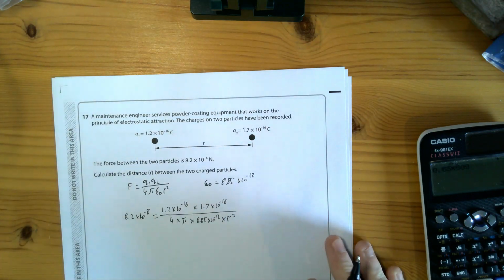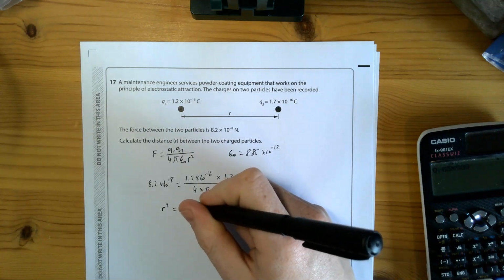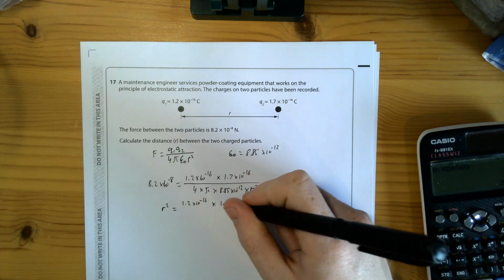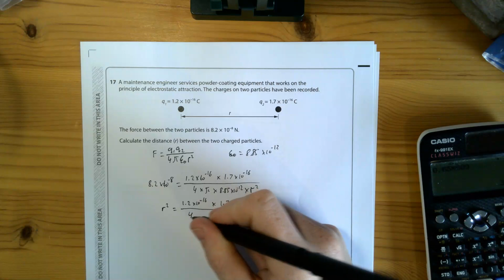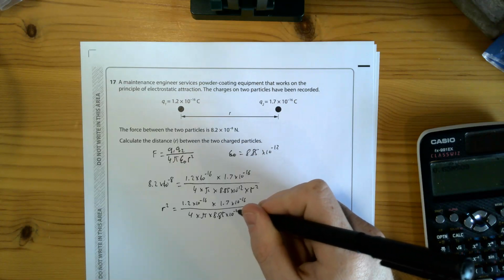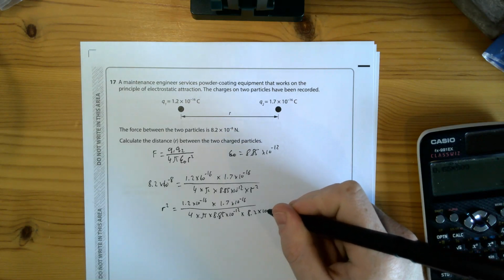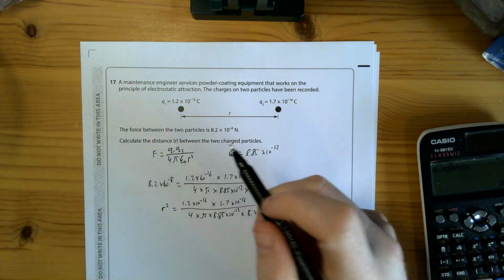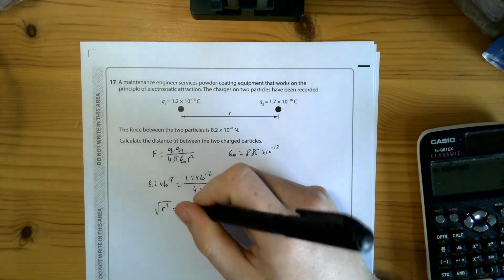So we've got r squared equals 1.2 times 10 to the minus 16 times 1.7 times 10 to the minus 16, all over 4 times pi times 8.85 times 10 to the minus 12 times 8.2 times 10 to the minus 8. Right, I've got r squared, I only want r. I'm going to have to square root both sides. Now I've only got r.